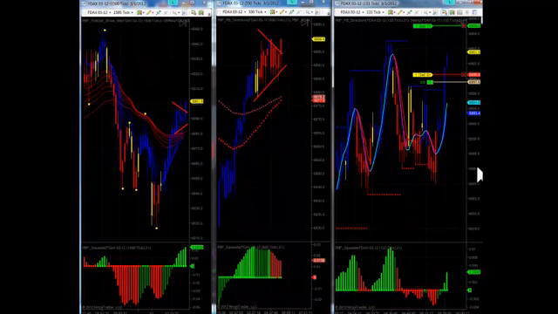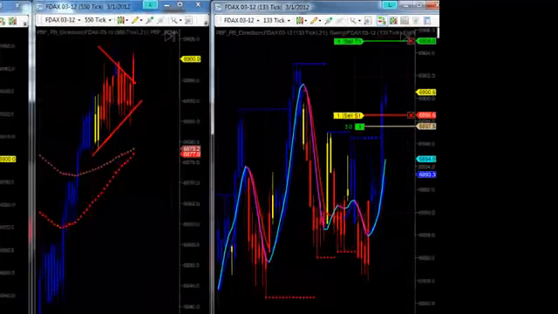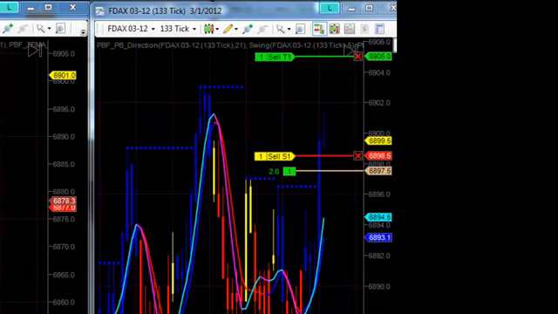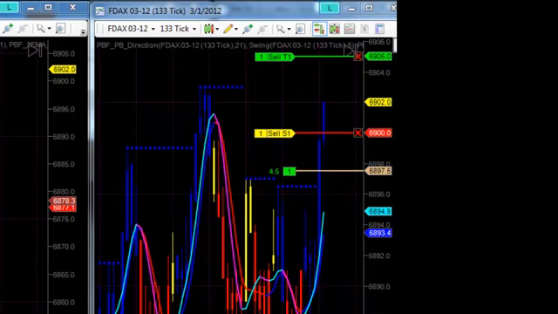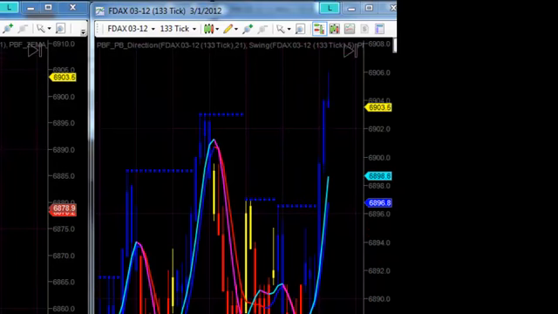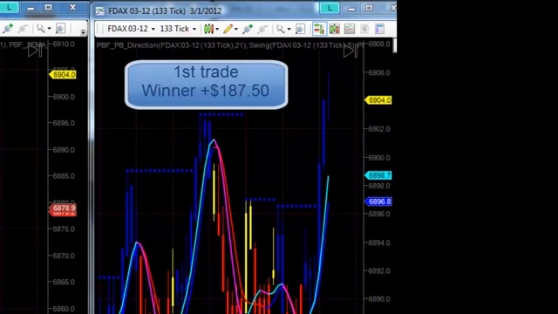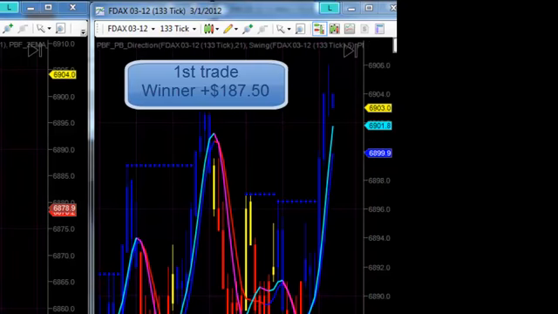Okay, we are filled here. Okay, we are up on this trade, moving nicely. Okay, our target got filled. So we are up $187.50 on our first trade.